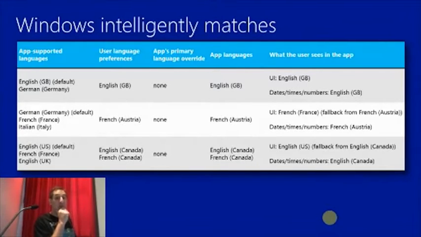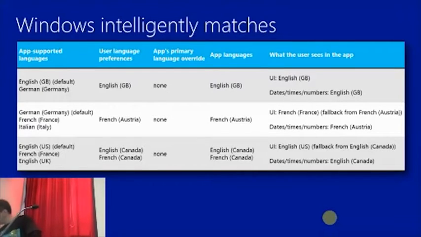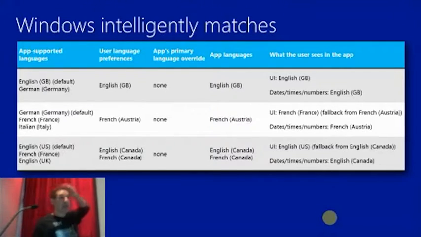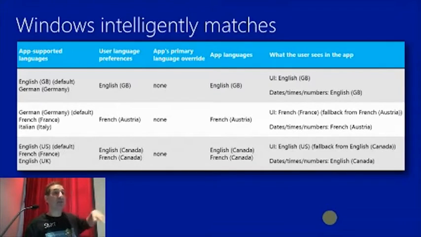Okay, so let's figure out how Windows intelligently matches. I want to make sure I don't go over the next person. Let's keep going since we started a little late. So I have a bunch of different scenarios. These are the app-supported languages. In other words, the ones on the far left are the languages that are in the application. Those are the ones that I've localized. The second column is the list of languages that the end user has given me as their preference. And then the third is the override that we just talked about.